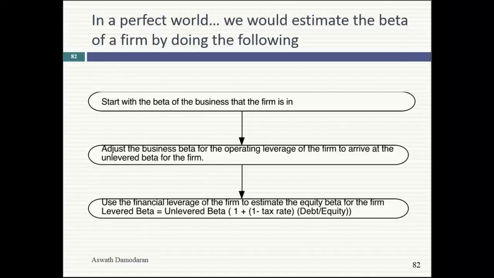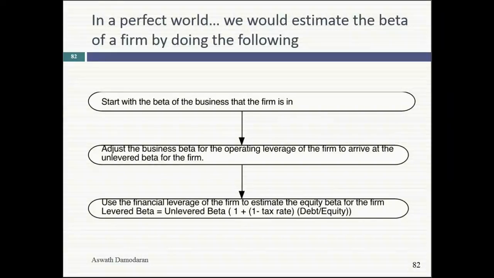So it's a 3-step process for getting a beta for your company. First step, I'd like to get a beta for the business or businesses your company is in. You're saying, how the heck are we going to do that? We'll come to it. That's going to be the first stop. So if you tell me you're in 5 businesses, I'd like to get a beta for the businesses, take a weighted average, and say that's a beta for the businesses you're in.